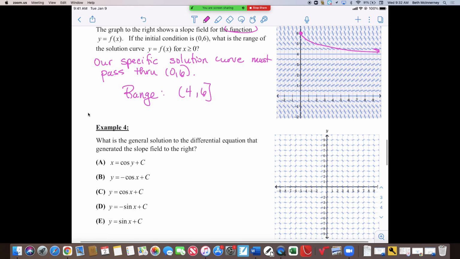All right, let's look at example 4. This is like example 2. Now that I showed you how you could do that, this one's just a little different. It says, what is the general solution to the differential equation that generated the slope field to the right? You have lots and lots of options here.